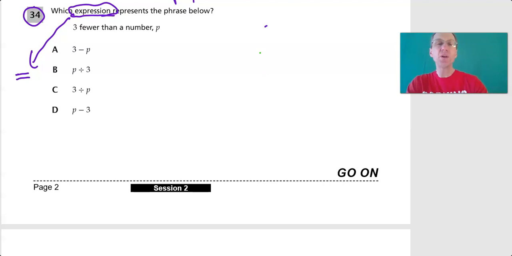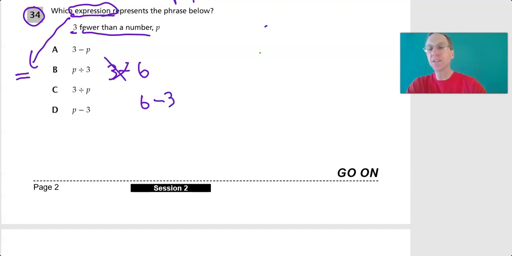Okay, which one represents the phrase below? And this is the trickiest one that we have here. 3 fewer than a number. 3 fewer than a number. So a lot of times what you're saying here is 3 fewer than a number p. So let's say we have a number like 6. Just think about this. This is kind of a backwards way of doing it. If you have a number 6, what is 3 fewer than 6? Well, you wouldn't write 3 minus 6. Okay, we wouldn't do that. Instead, 3 fewer than 6 would be 6 minus 3, or 3 less than 6.